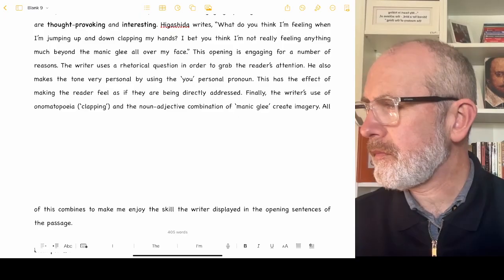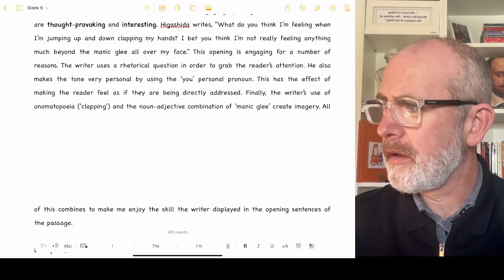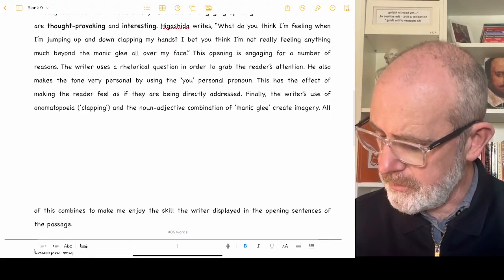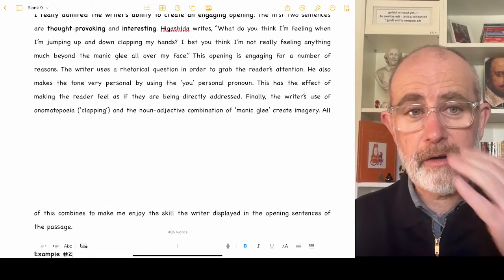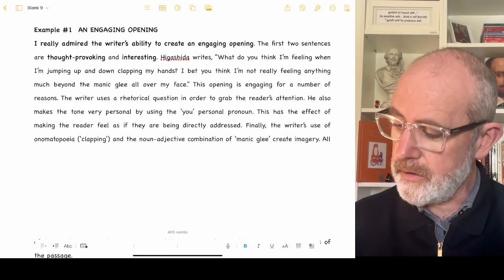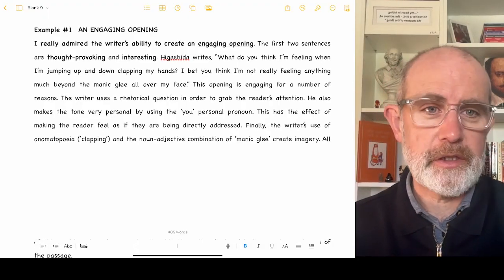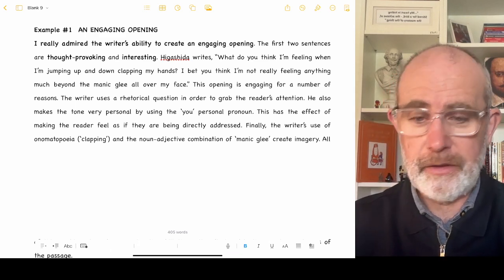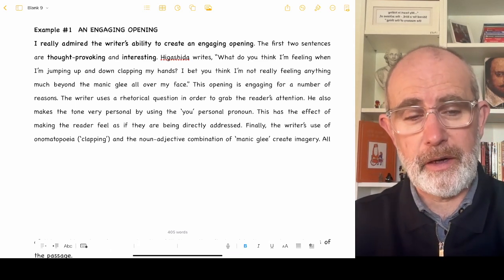Now, that paragraph is, of course, a good bit longer than a paragraph that most of you will write, but it's a really excellent paragraph, if I say so myself. You've got the constituent parts of a good paragraph. I really admire the writer's ability to create an engaging opening. So that's what the paragraph is about.